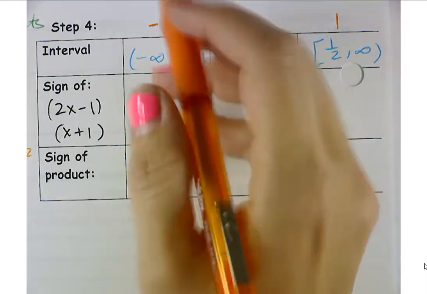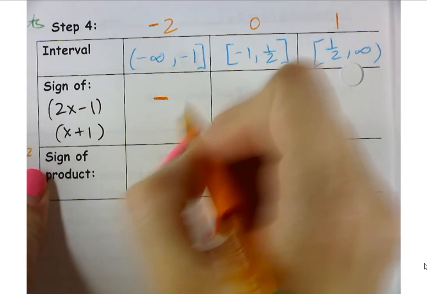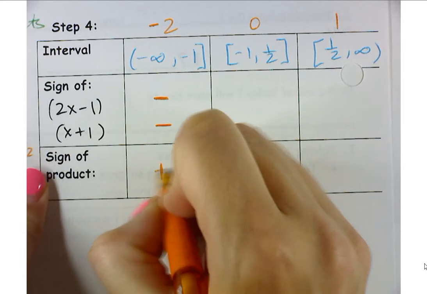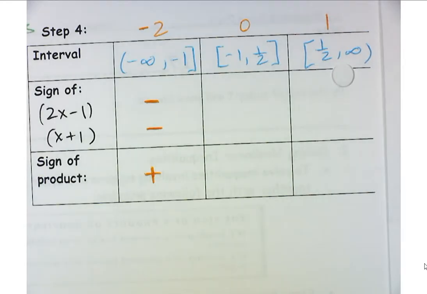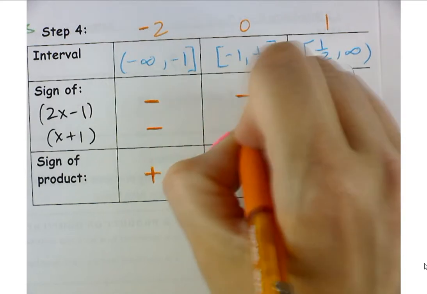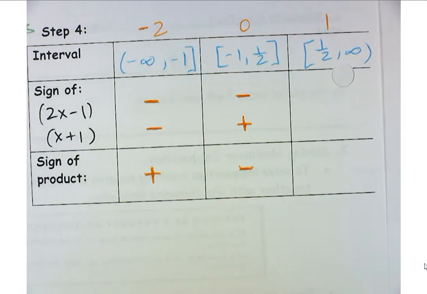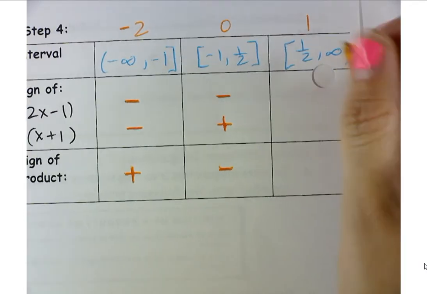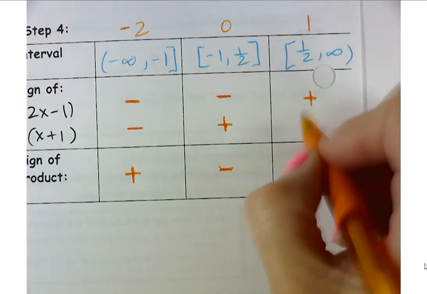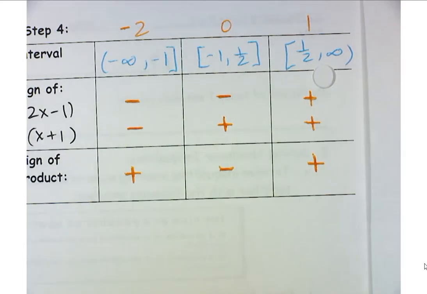All right, so when I plug in -2, I'll have -4 minus 1, which is -5, so negative. Here I get -2 plus 1, which is also a negative. When I multiply two negatives, I get a positive. When I plug in 0, I will have -1. When I plug in 0 for the second, I will have a +1, and that would leave me with a negative product. When I plug in 1, I would have 2 minus 1, which is a +1. 1 plus 1 is a +2, which will leave that positive.